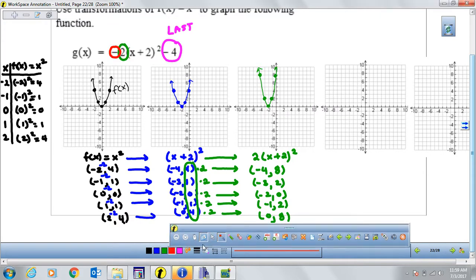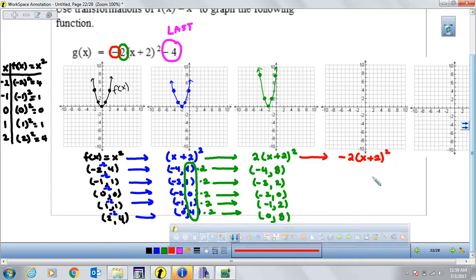Now, the next transformation, we're going to apply the negative. Okay? That negative in front of the 2. What that negative is going to do is reflect the graph over the x-axis. And that negative in the front on the outside is going to multiply the y values by a -1. That was the definition. So we're going to multiply all of the y values by a -1.